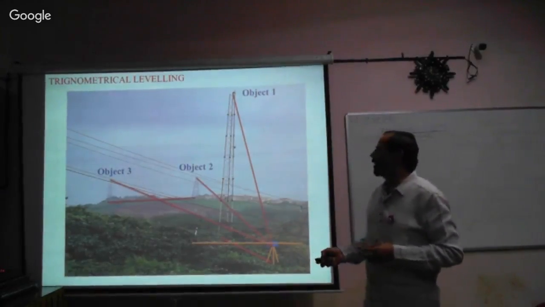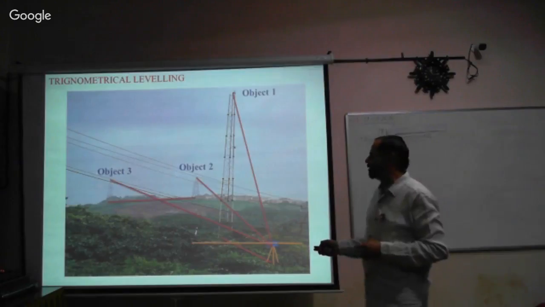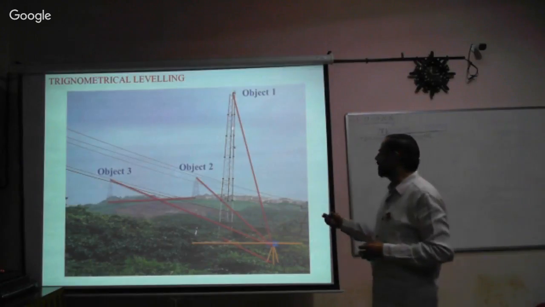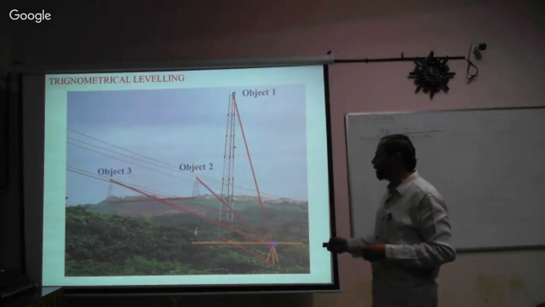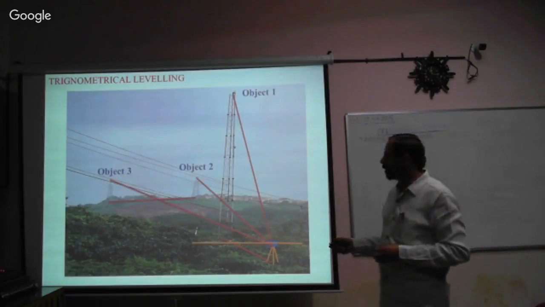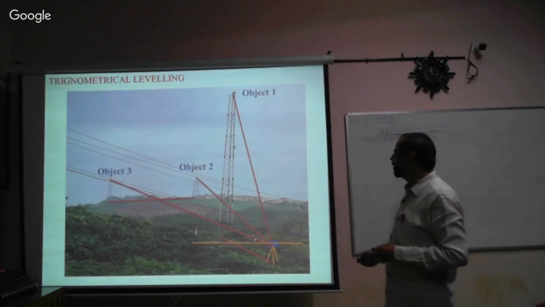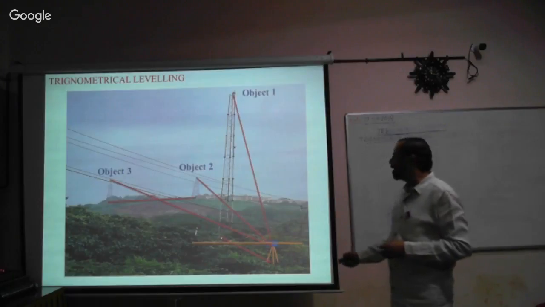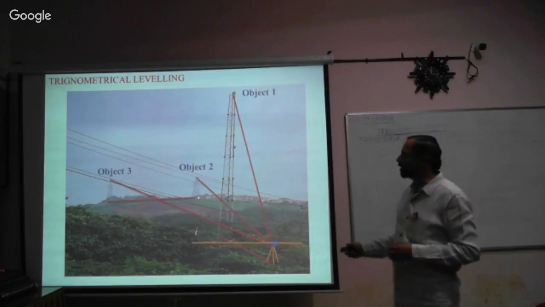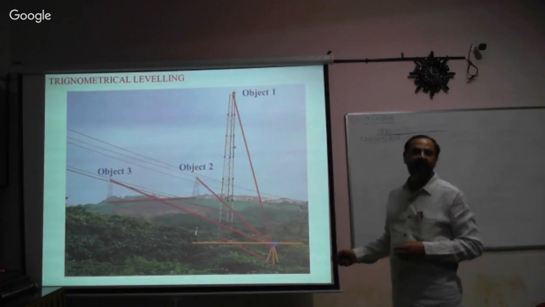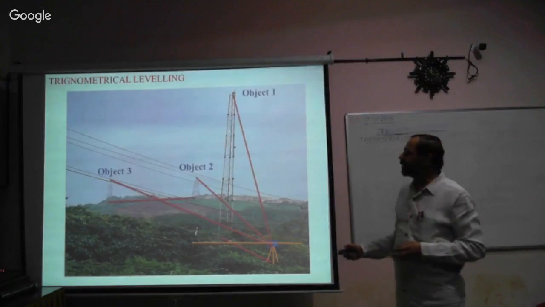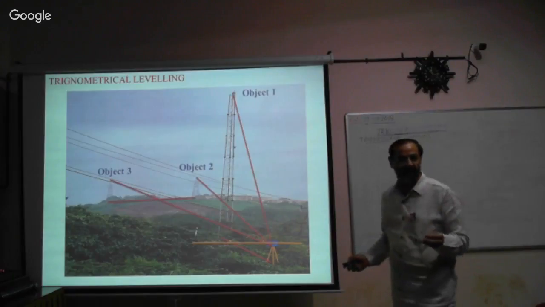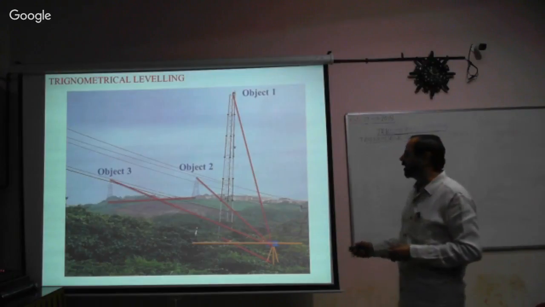For example, these are the objects. These are the towers. This tower is object 1, this is another tower, object 2, and another tower, object 3. Here, this is the instrument station. Where we can reach the base of the object, the base we can reach from the instrument station. Whereas in these two cases, object 2 and 3, we are not able to reach the object. Therefore, there are so many methodologies available in determining the distances and elevations.